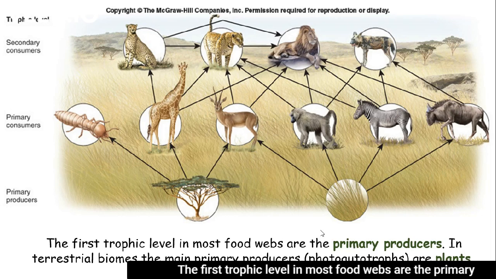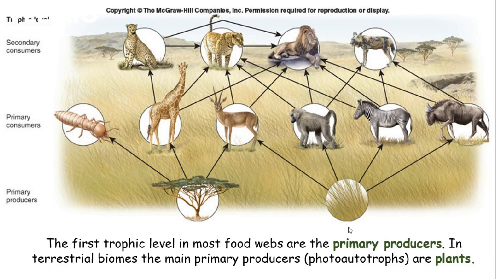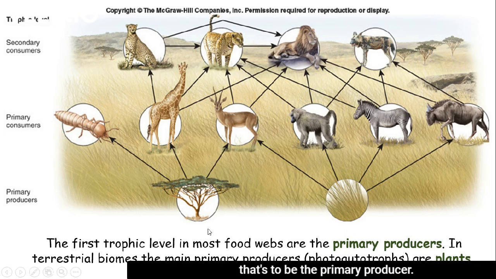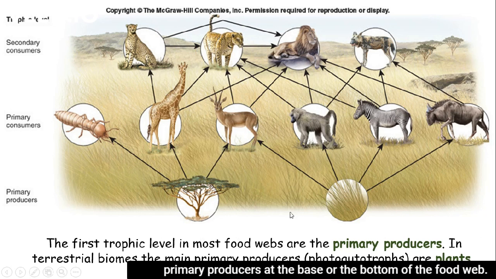The first trophic level in most food webs are the primary producers. So a lot of times when people are creating food webs and they want to show the complex relationships, the best way to start is from the bottom. Where's all the energy originating from besides the sun? And that's going to be the primary producer. So they'll be listing and showing all the different primary producers at the base or the bottom of the food web.